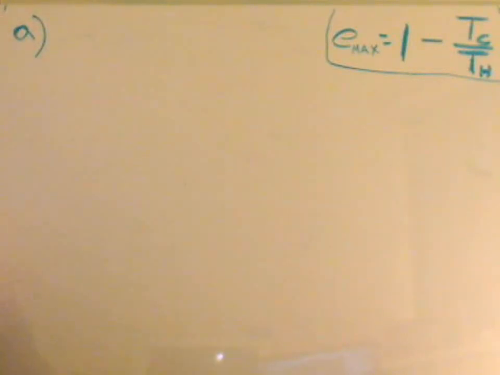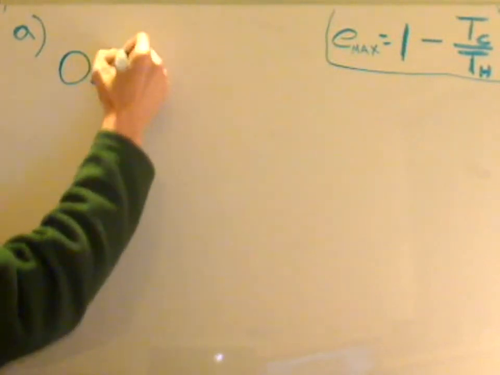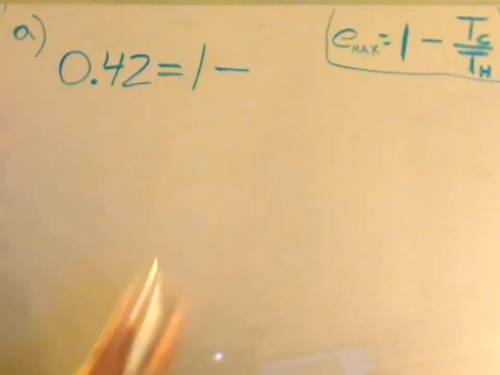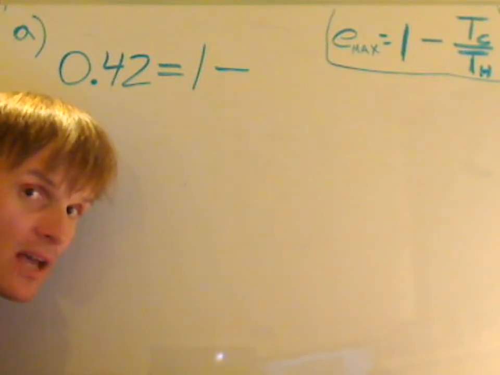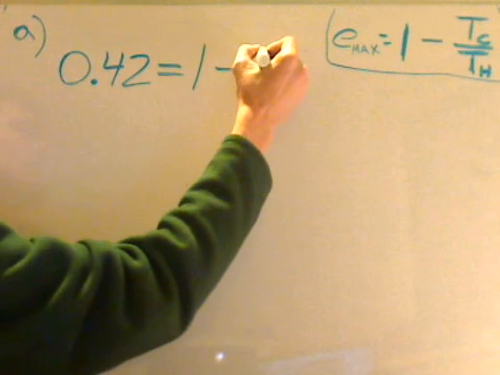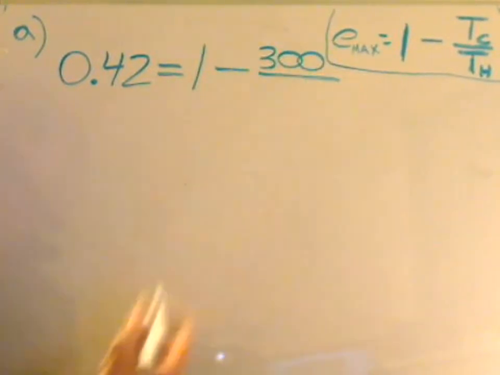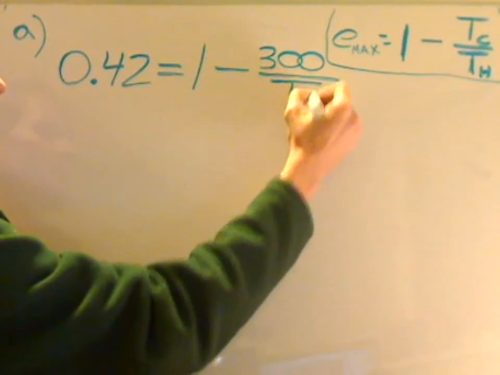So let's plug those values in. Our efficiency, 42%, is 0.42, and that equals 1 minus the cold reservoir temperature. Remember, we need to get it into kelvins. We have 27 degrees Celsius as the cold reservoir temperature. You add 273 to 27, and you get 300 Kelvin. So that's our cold reservoir temperature, and we're asked to find the hot reservoir temperature.